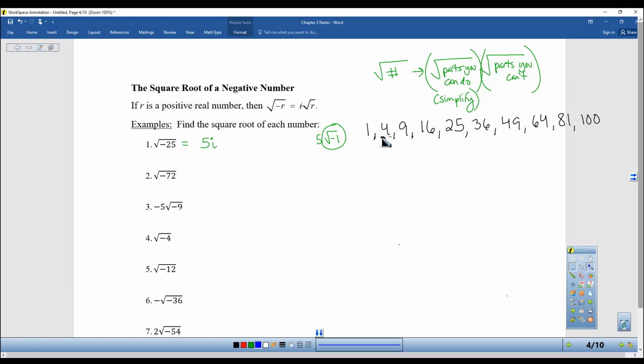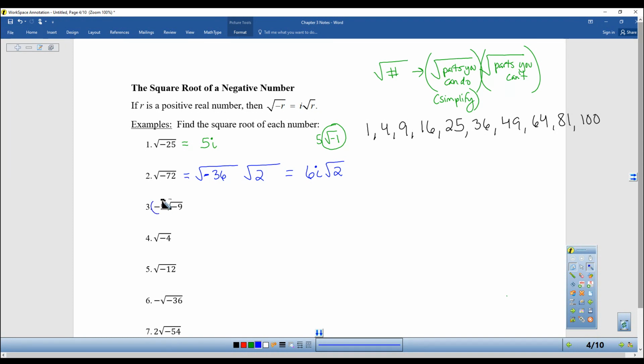You only care if 1, 4, 9, 16, 25, 36, 49, I'm already too high, is a factor of 72. So the negative is always going to go in the part you can do, because you are going to fix that and make it an i. So 36 times 2. 36 is on our list, 2 is not. So I've broken it down into a part I can do. And the square root of 36 is 6. The square root of the negative is i. And this stays under the radical because it cannot be simplified.